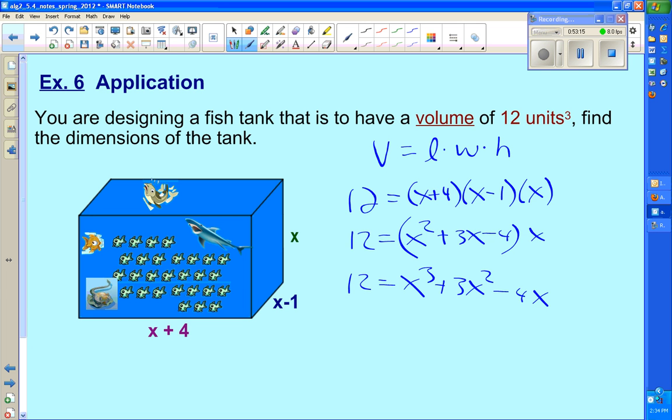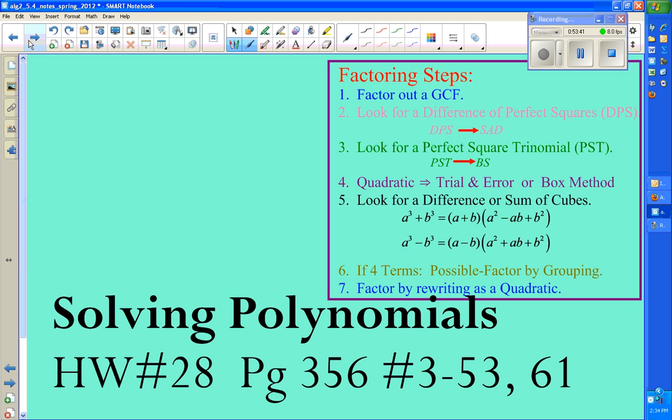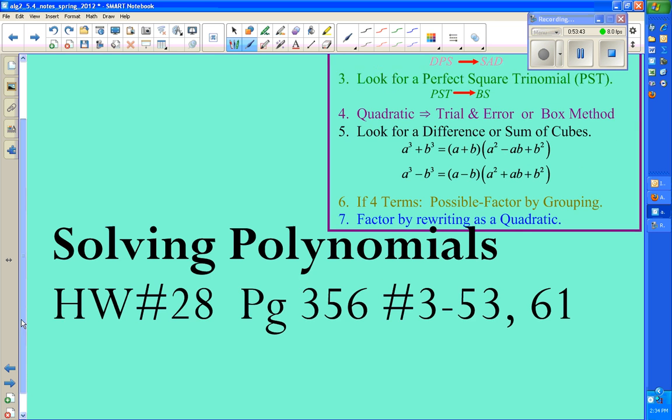Then what do we do? Subtract 12. Subtract the 12. So we get 0 on the left. And then you're going to do factor by grouping. Finish this off. All of the answers that you get here don't work. You need to check to see which ones work. You have a quiz tomorrow. Homework 28.